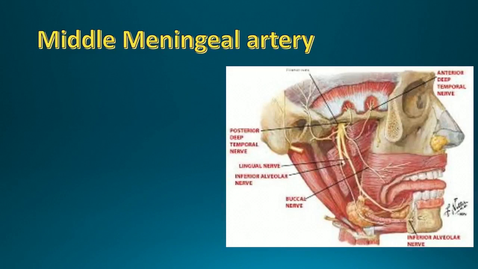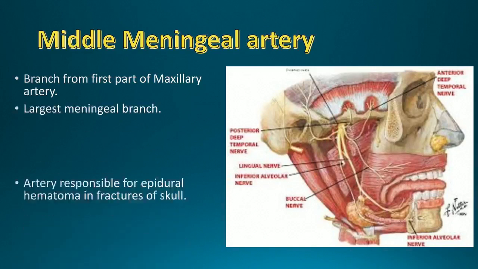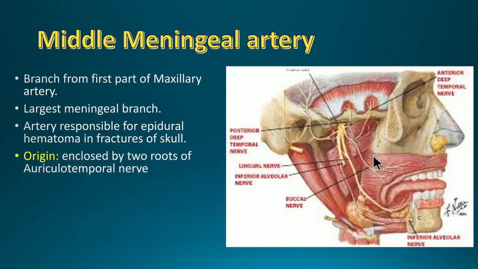Now coming to the middle meningeal artery, it is a branch of the first part of the maxillary artery. It is enclosed by two roots of the auriculotemporal nerve. So the artery is actually present between the two roots of the auriculotemporal nerve, and it enters the skull via the foramen spinosum. It is one of the largest meningeal branches supplying the meninges. In fractures of the skull, it mainly produces epidural hematoma. So as I told you, it is enclosed by the two roots of the auriculotemporal nerve.